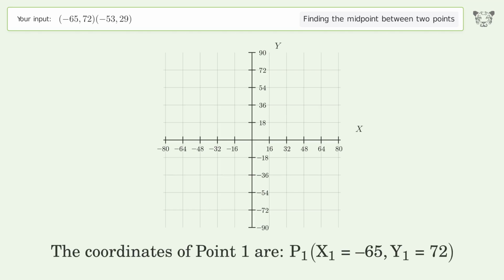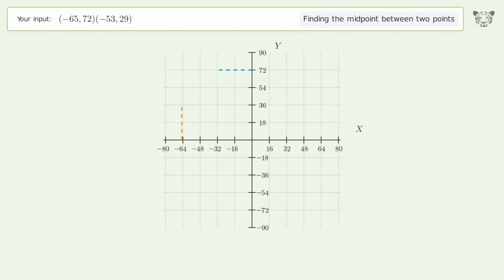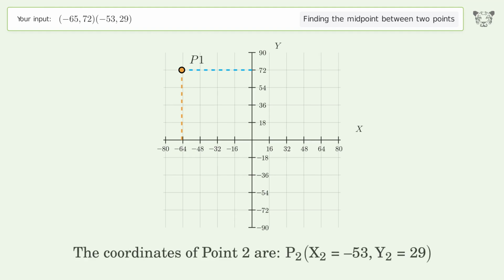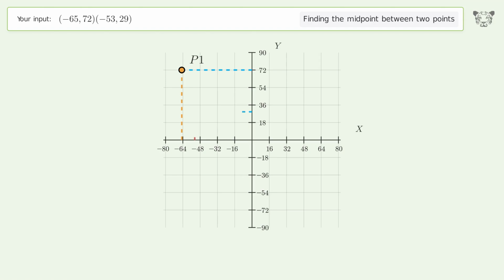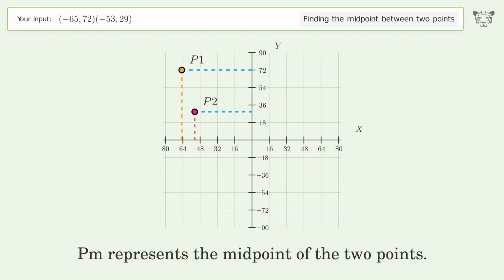The coordinates of point 1 are x1 equals negative 65, y1 equals 72. The coordinates of point 2 are x2 equals negative 53, y2 equals 29. PM represents the midpoint of the 2 points.